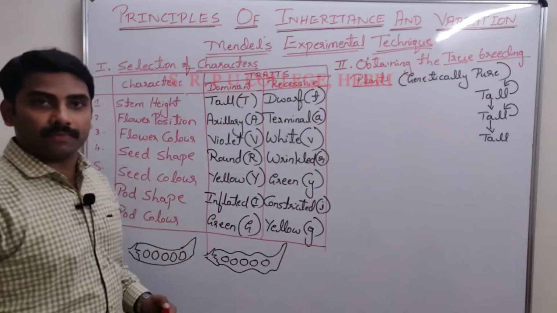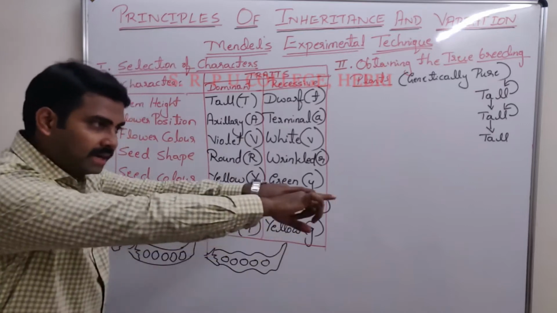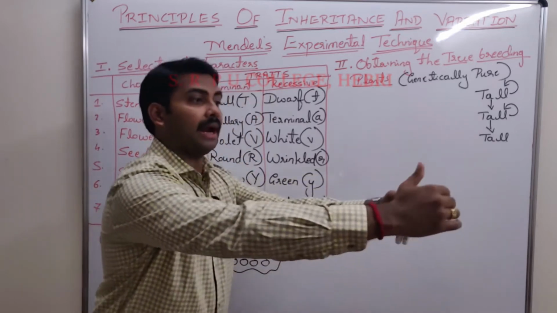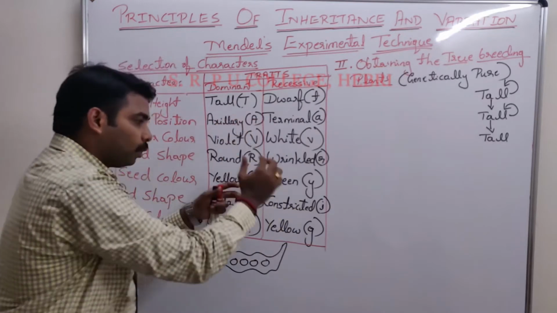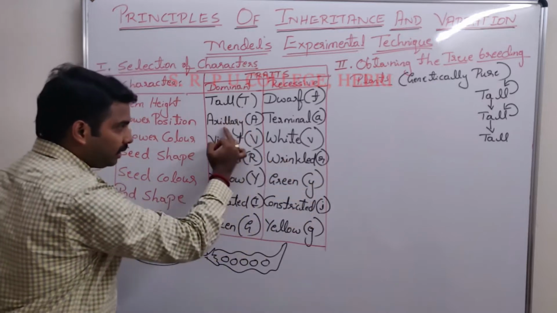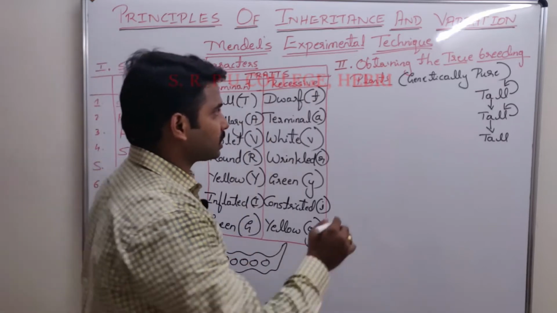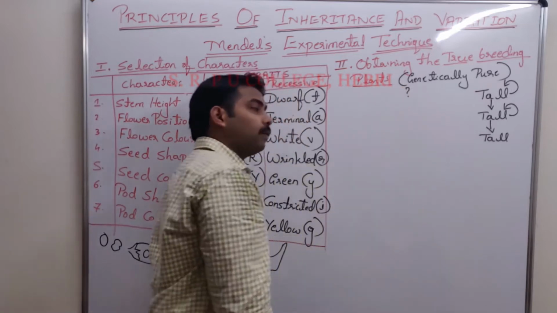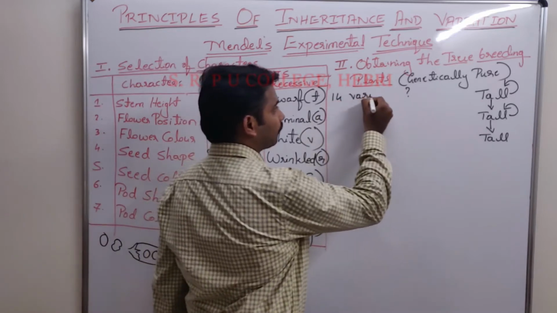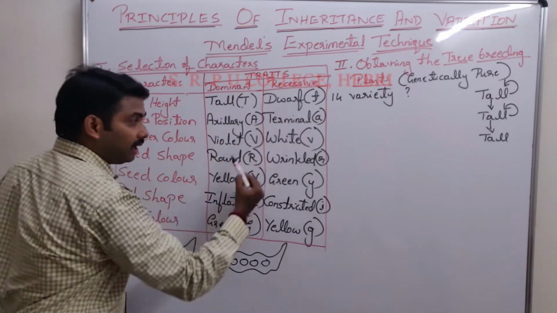In his garden, he obtained true breeding plant for each trait. At one side of the corner of his garden, there were a few plants which were tall true breeding plant. At another side, dwarf true breeding plant. One more side, axillary flower position true breeding plant. Hope you are understanding. For each trait, he obtained what? True breeding plant. Now my question is, in his garden, how many varieties of true breeding plants are present? How many varieties? 14 varieties, right? 7 characters, 14 traits.